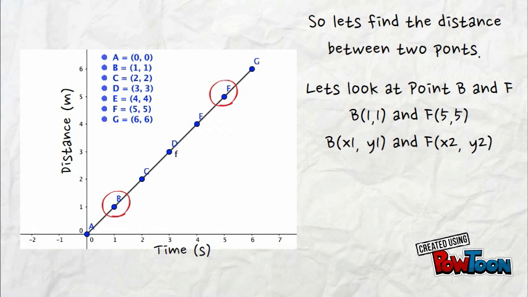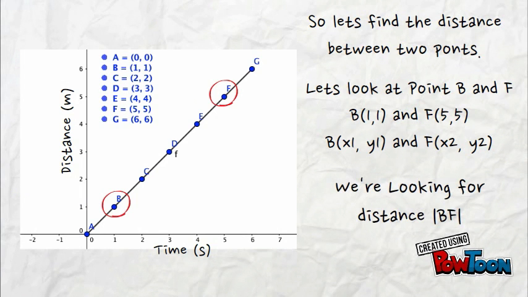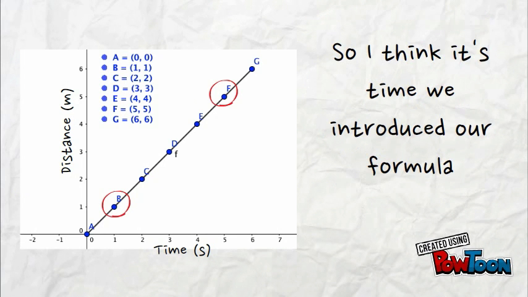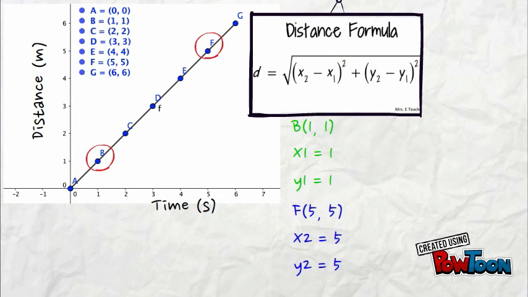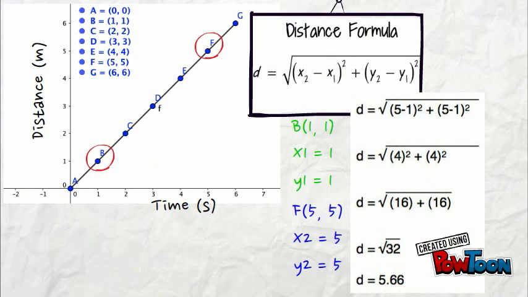Let's take point B and point F, ensuring we label them x1, y1, x2, y2, the distance between B and F. Now, I think it's time we took a look at our formula. So, using the information provided, we have our points. Now, we have our formula. To solve for D equals the square root of x2 minus x1 squared plus y2 minus y1 squared. We put our values we've labelled into the formula and we solve for D.